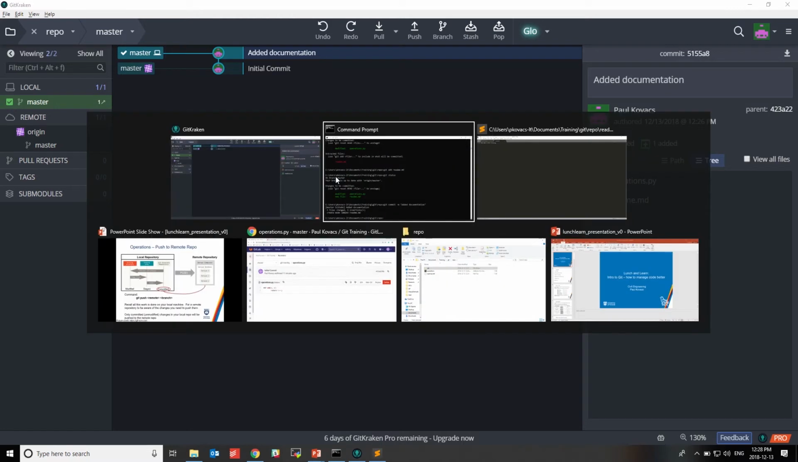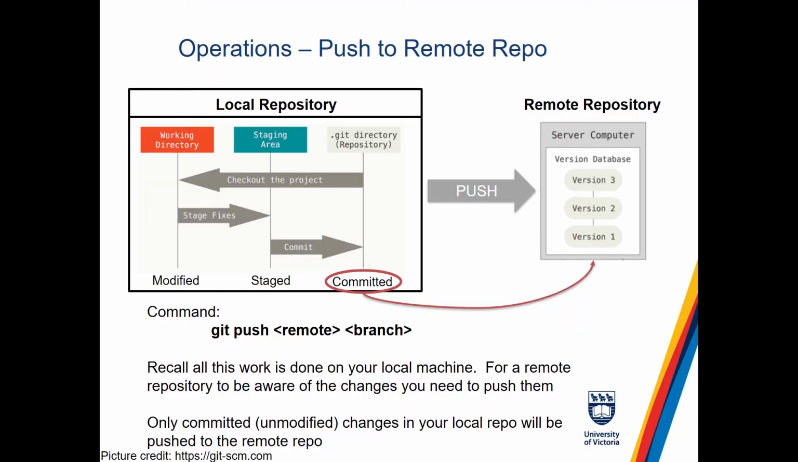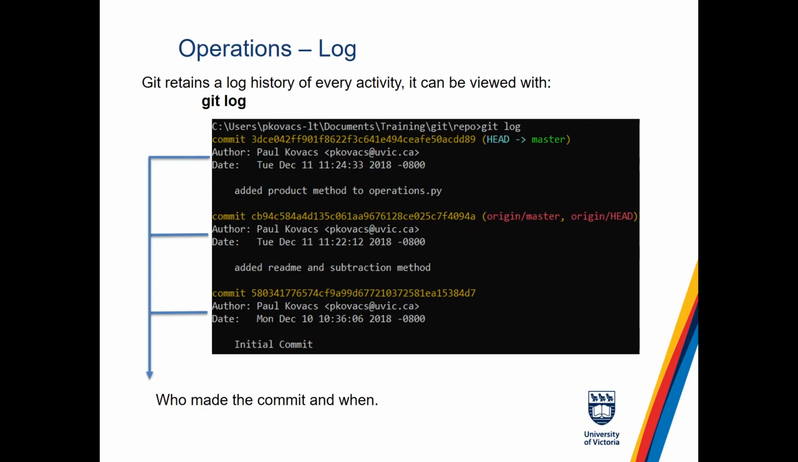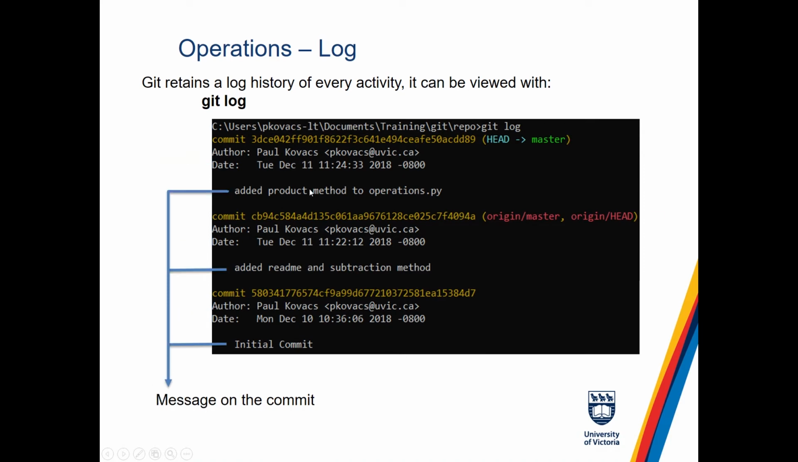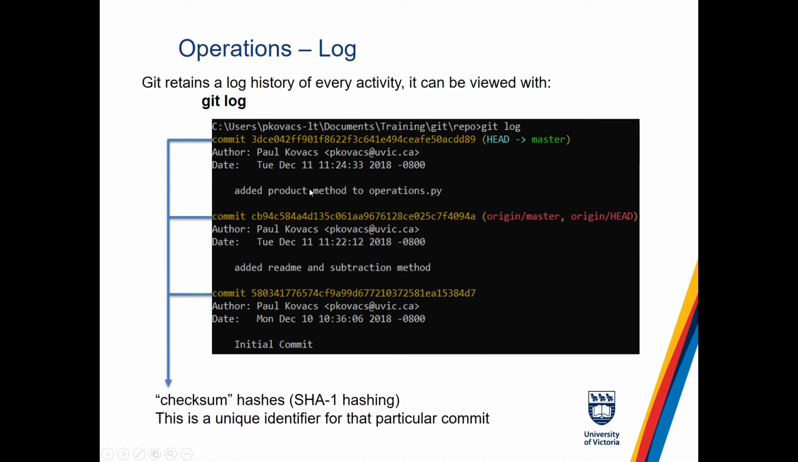So within the command line, you can actually find this information as well, using just the git log command. Here you can see it gives you some general info, everything that I've just mentioned. It tells you who made the commit, at what time, and the message that was added on the commit, and then you can also see these long strings of characters.